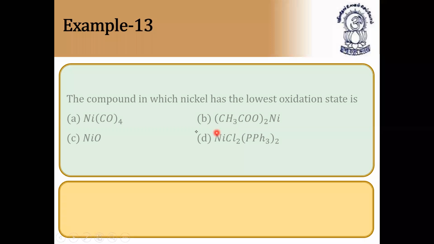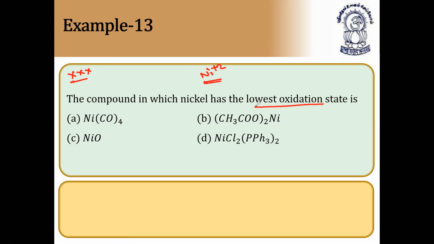Next question. The compound in which nickel has the lowest oxidation state is very, very important. Generally, nickel has +2 state as well as +4 state, and in this the +2 state is more stable. But the lowest oxidation state in any compound is in metal carbonyl compounds. This we have seen in the 11th class. In metal carbonyl compounds, the oxidation state of metal is 0.